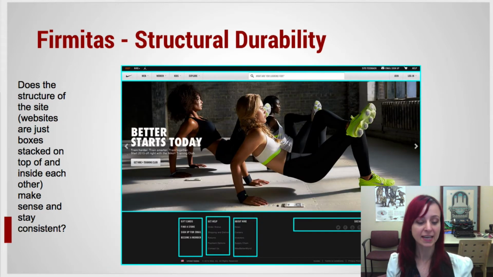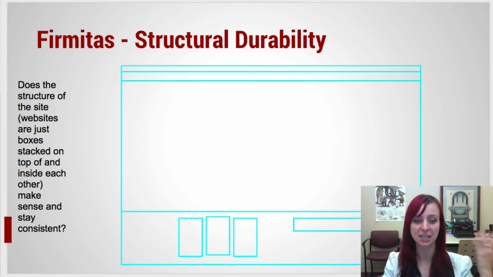Here's another example. Nike, significantly higher in Venustas than the Ball State website. But the structure, again, it makes sense. We've got the most important stuff in boxes at the top, and we've got less important stuff in boxes down at the bottom. But it's just boxes stacked on top of each other.